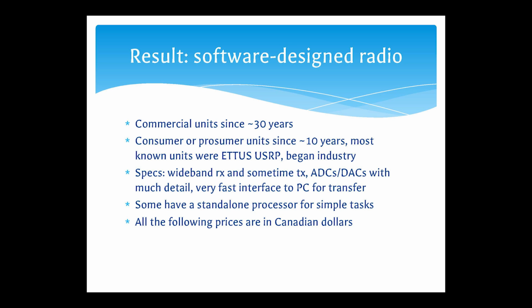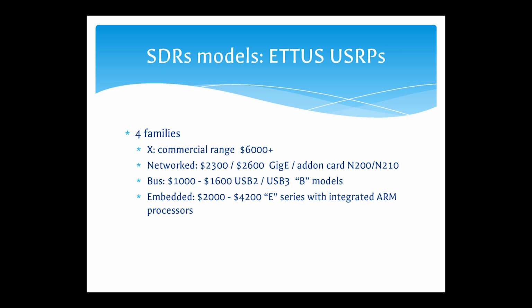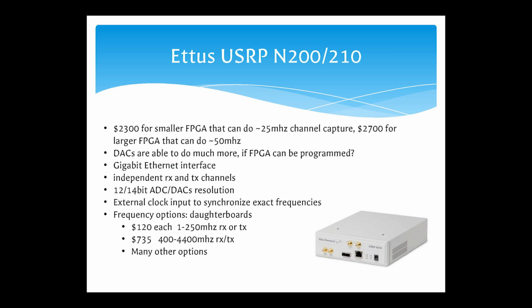Ettus, one of the biggest manufacturers, has 4 families. The commercial range, which starts at $6,000 and plus. The networked range, which uses gigabit Ethernet and is in the $2,000 range. The bus series, which is around $1,000 something and is in USB 2 or USB 3. And they have embedded versions which have their own processor, which can handle some simple tasks. This unit is the USRP N200 or N210.